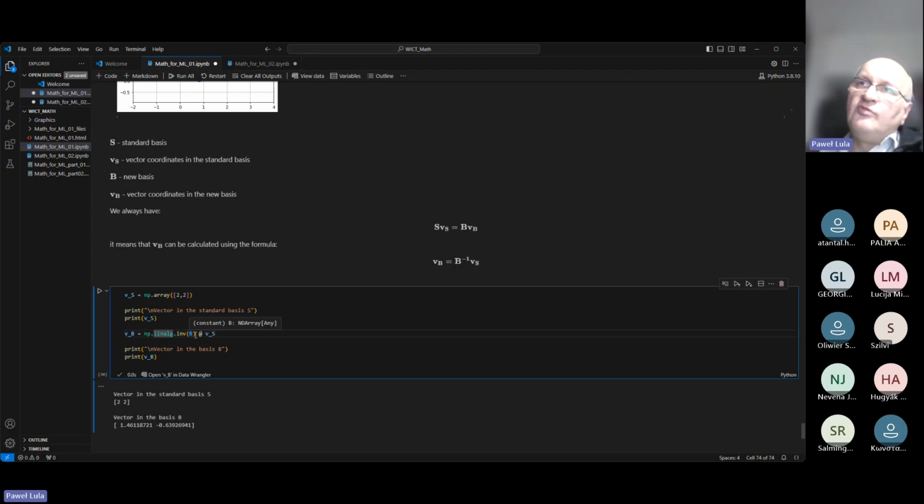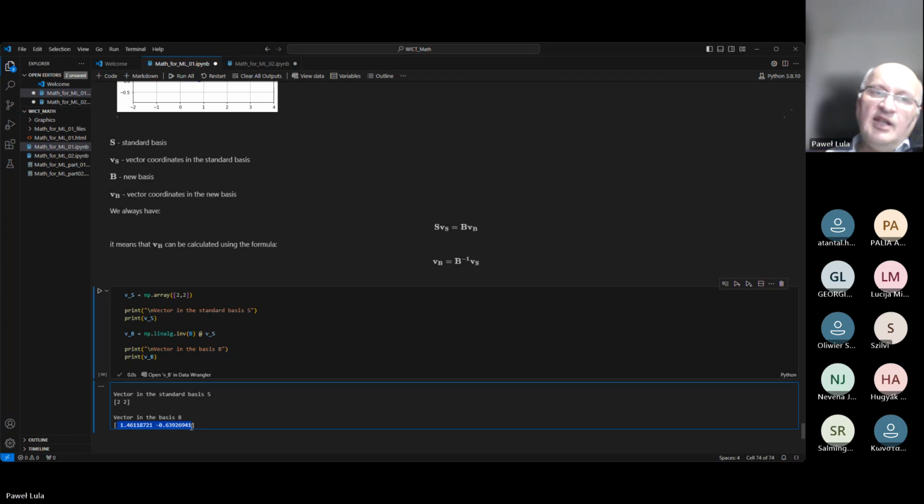So inversion of B multiplied by Vs. This equation is used here in this program. And coordinates of this vector Vs with respect to the basis B is here. So we see the position of this vector from the point of view of the basis B. So we change this basis.